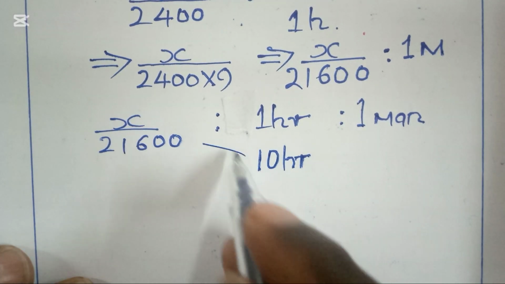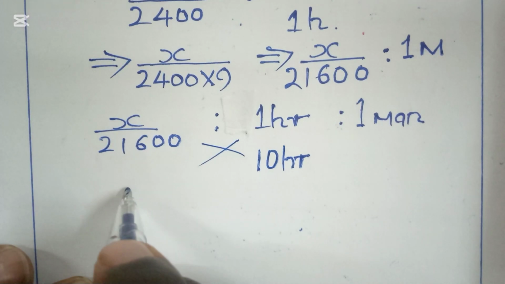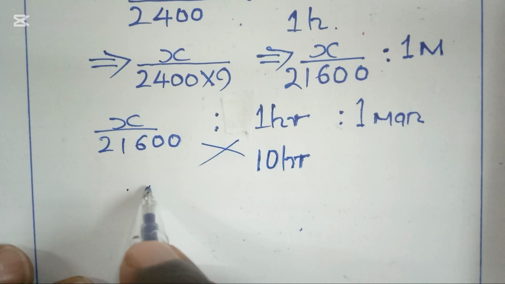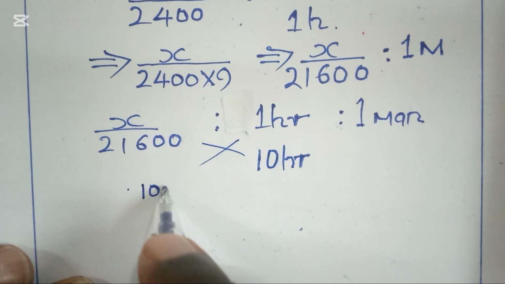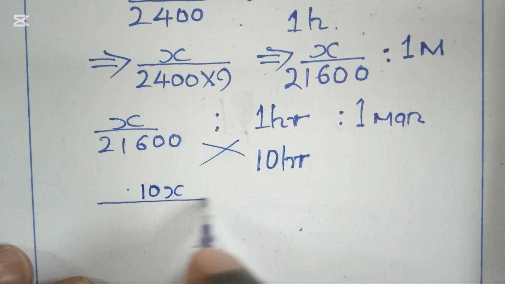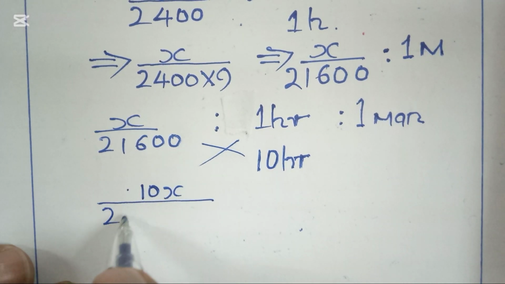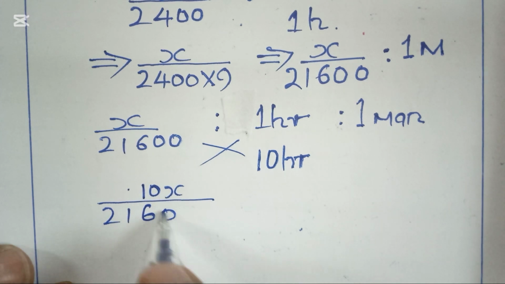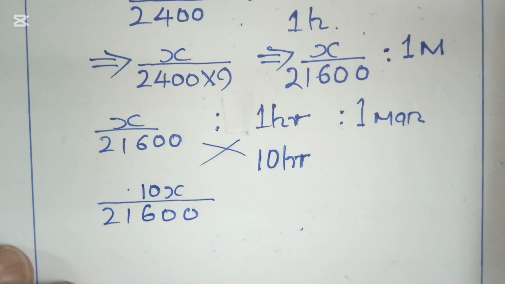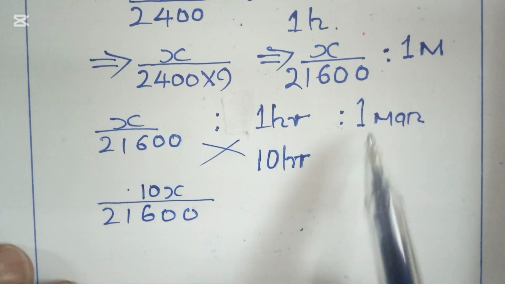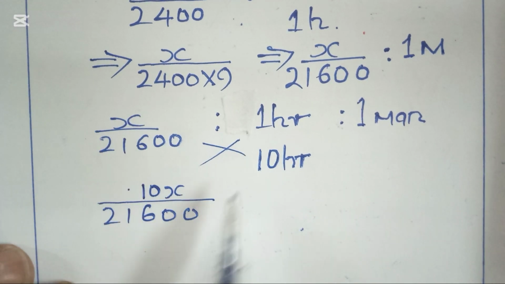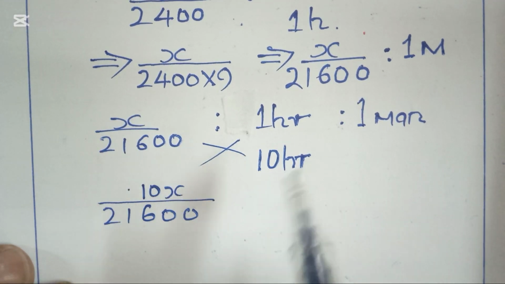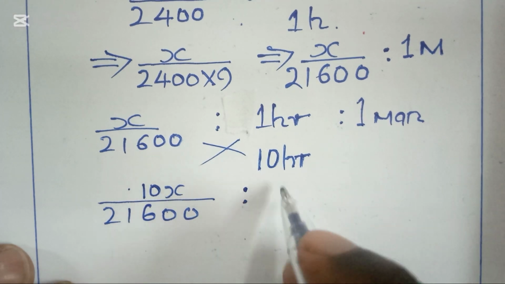So you cross multiply there, you'll get 10x all over 21,600. So guys, this is the work for one man for 10 hours. For 1 hour he does that work, for 10 hours he will do that work. This is now for a single day, one day.